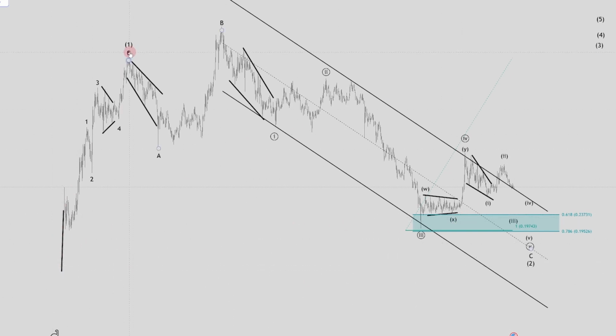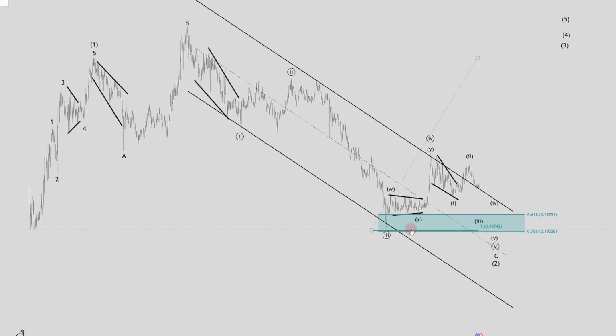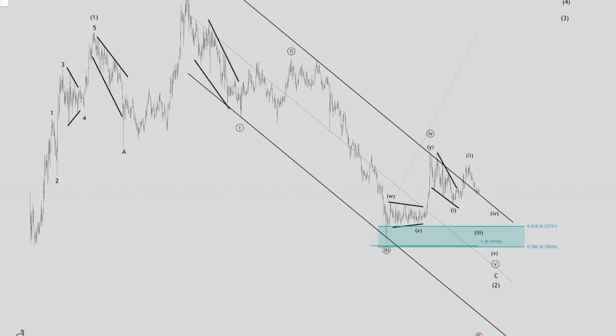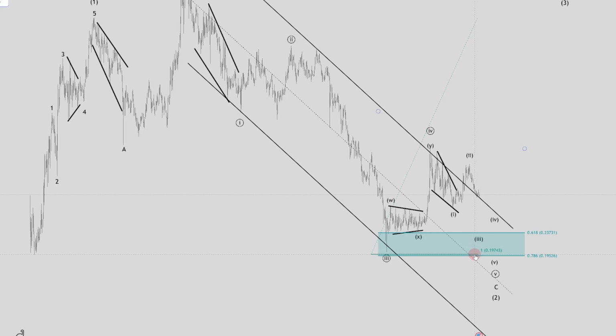mainly because this looks impulsive and this clearly looks corrective, and it's taking way more time, and it's aligned with the entire market. Now, if we go really below this, we have to reconsider this interpretation. At the moment, we still have space using the chart of Coinbase. We still have it.